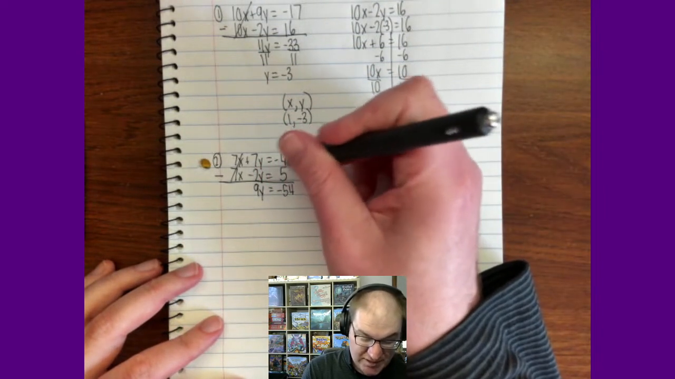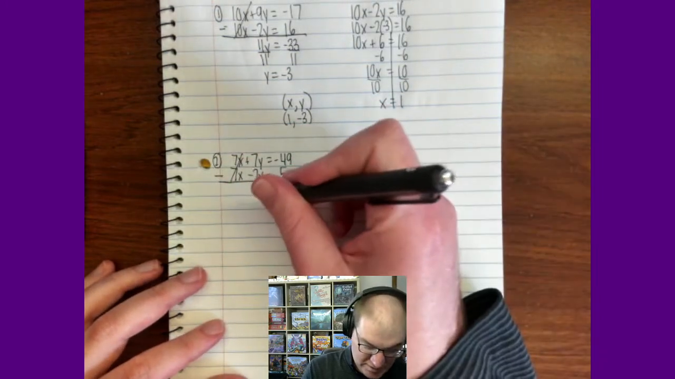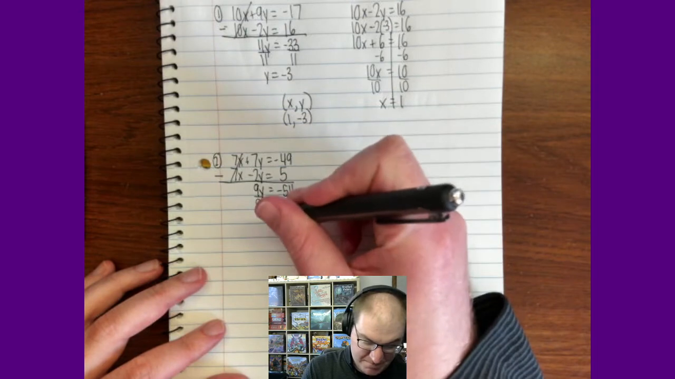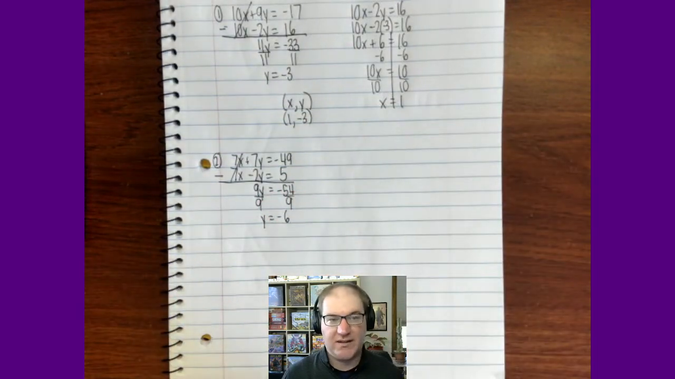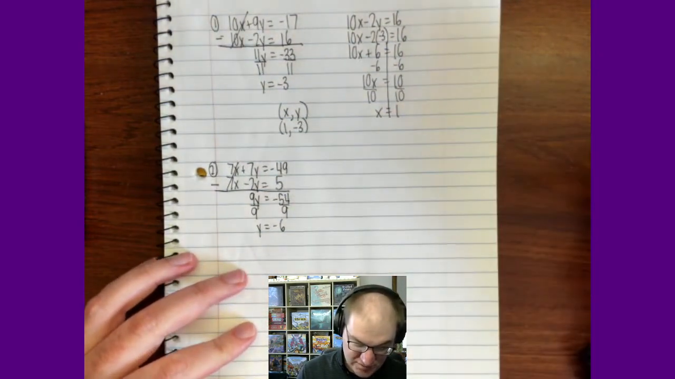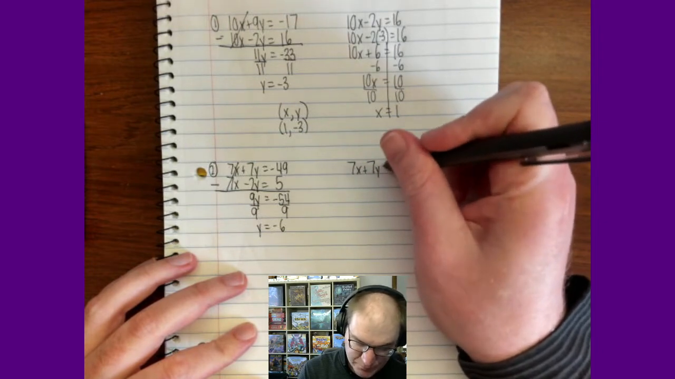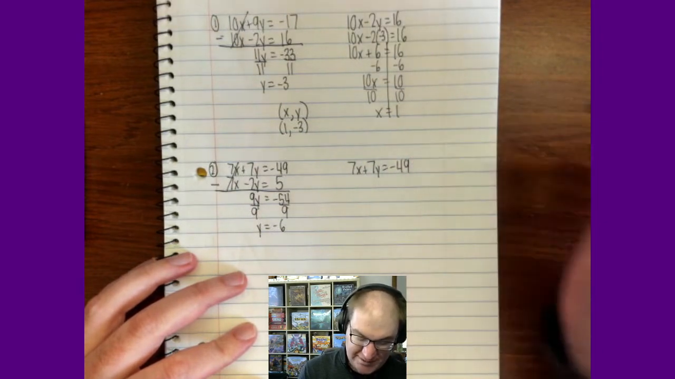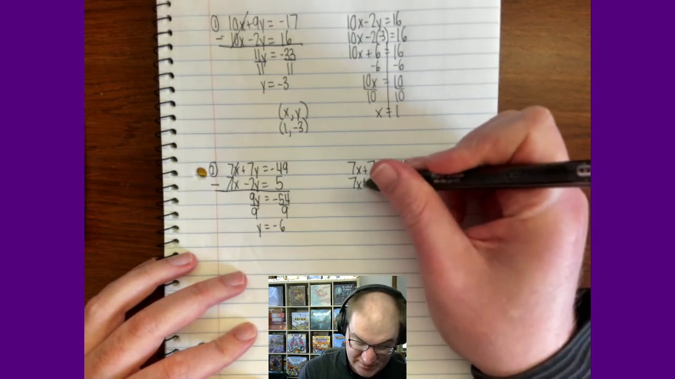I had a bunch of negatives. I had 49 negatives, and then I lost 5 more, so I have negative 54. Divide both sides by 9, and we get y is equal to negative 6. This looks just like the last question. Now we're going to take one of the original equations. I'm going to use the top one this time. And we're going to plug in the fact that y is equal to negative 6.